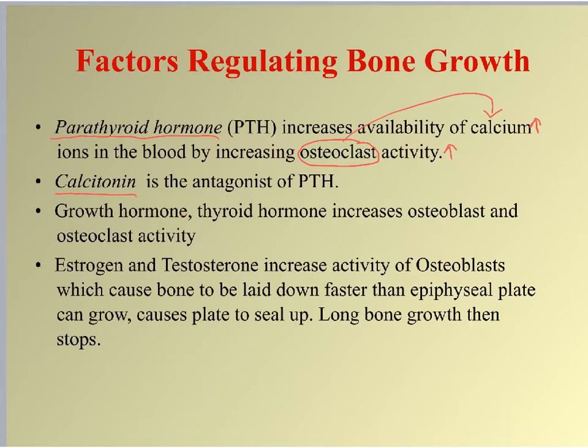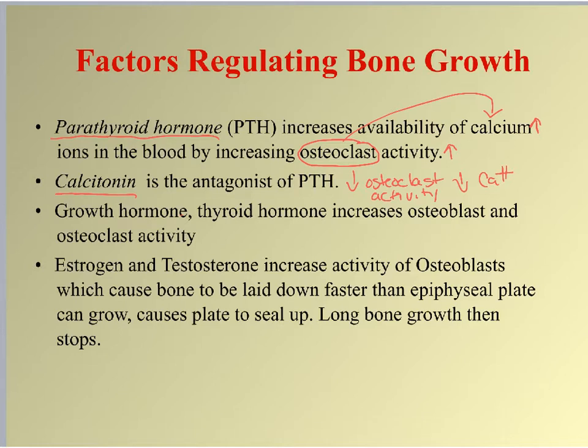Calcitonin is the brake pedal. So if we think of parathyroid hormone as the gas that increases osteoclast activity, calcitonin is the brake pedal. Calcitonin does the opposite of parathyroid hormone. It decreases osteoclast activity and therefore decreases the amount of calcium in the blood.